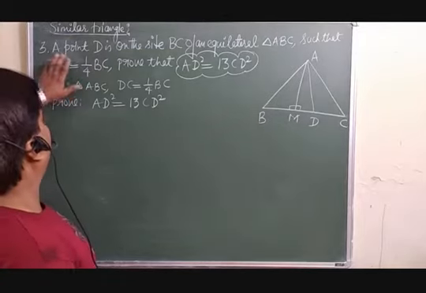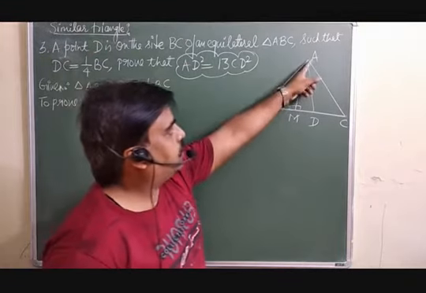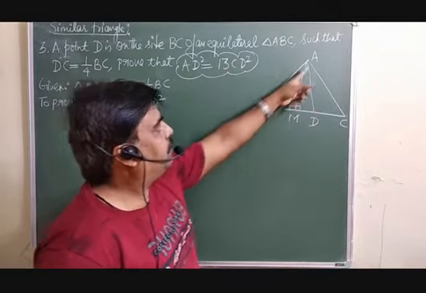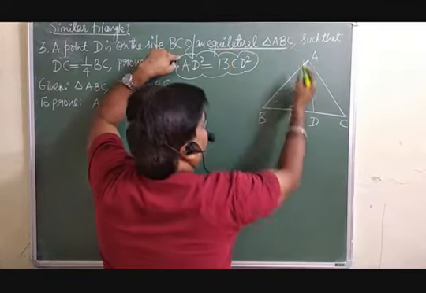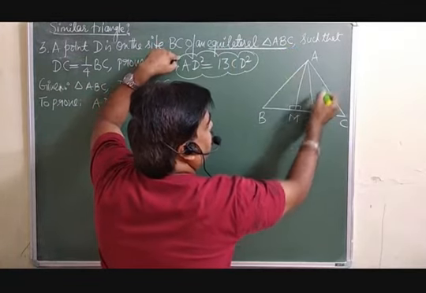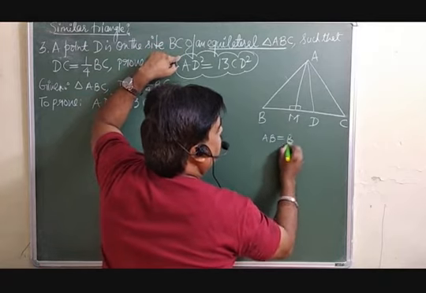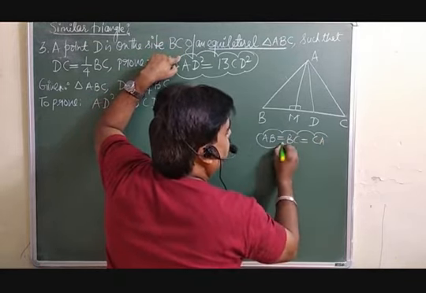Okay, one more problem. There is a point D on the side BC of this triangle ABC. The information given is that triangle ABC is equilateral, which means all the sides are equal. AB is equal to AC is equal to BC, all are equal. You can say AB is equal to BC is equal to CA. This is already given.